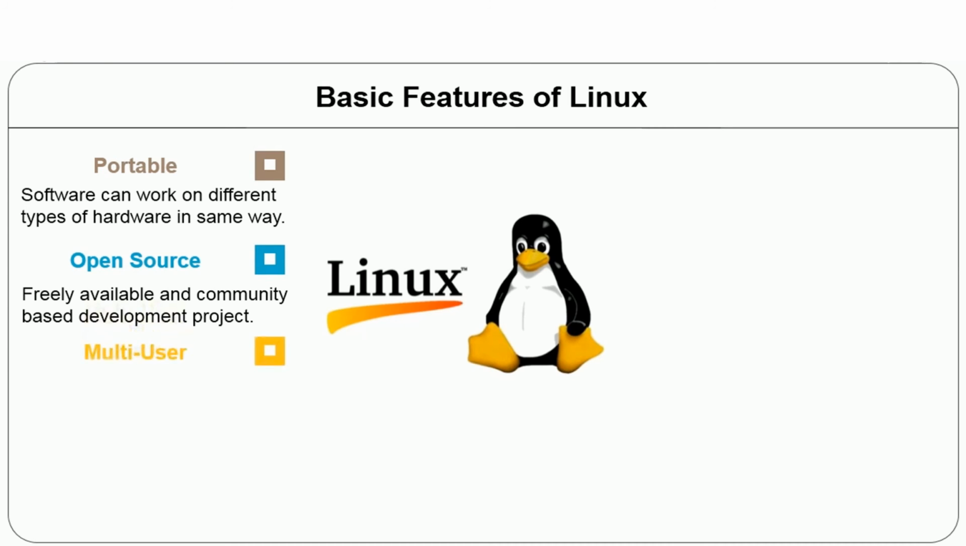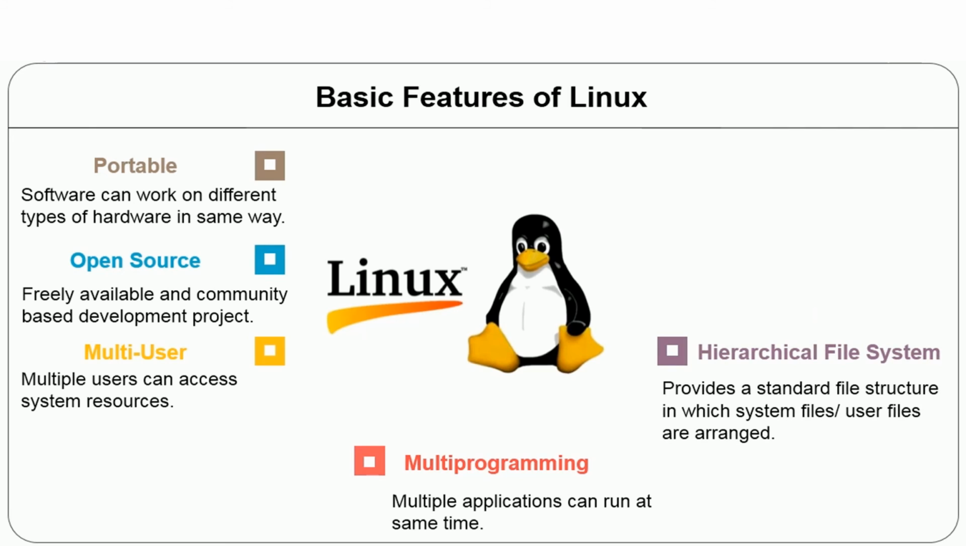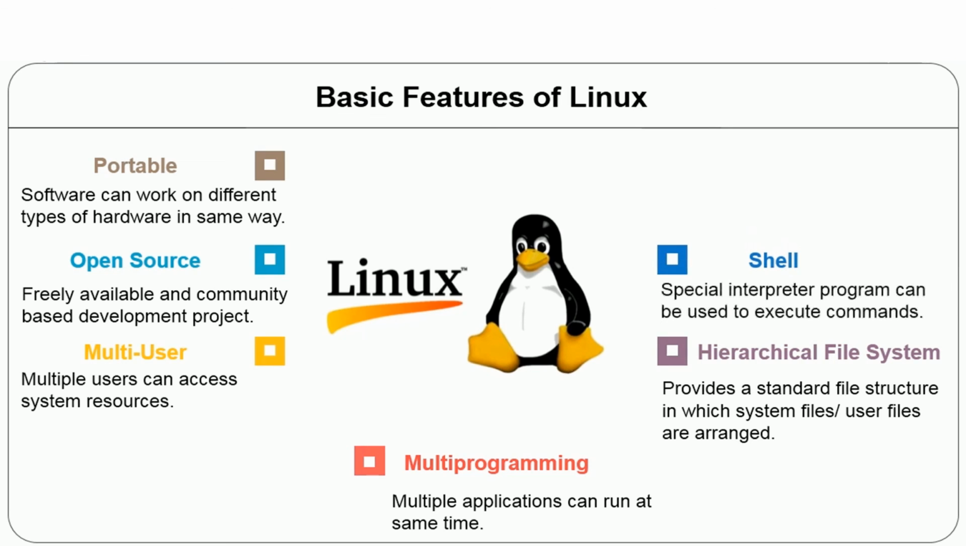Multi-user. Linux is a multi-user system, which means multiple users can access system resources like memory, RAM, application programs at the same time. Multi-programming. Linux is a multi-programming system, which means multiple applications can run at the same time. Hierarchical file system. Linux provides a standard file structure in which system files, user files are arranged. Shell. Linux provides a special interpreter program which can be used to execute commands of the operating system. It can be used to do various types of operations, call application programs, etc. Security. Linux provides user security using authentication features like password protection, controlled access to files, encryption of data.